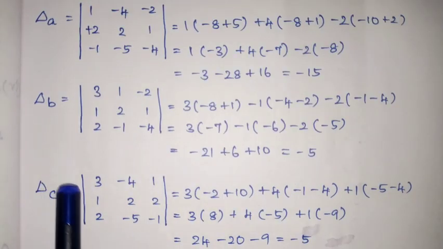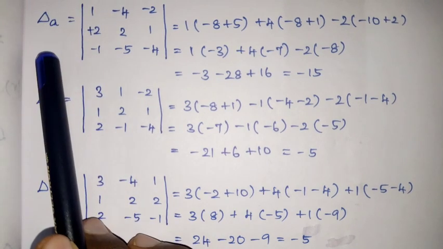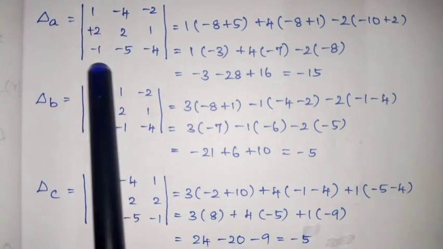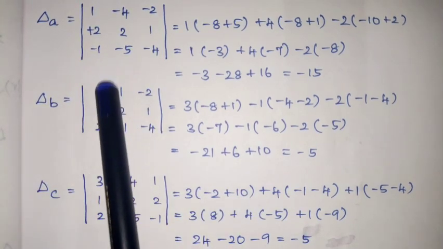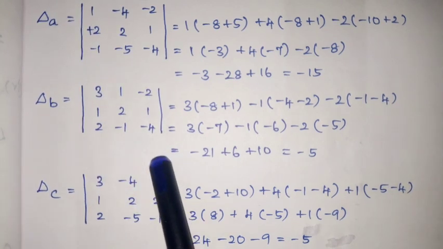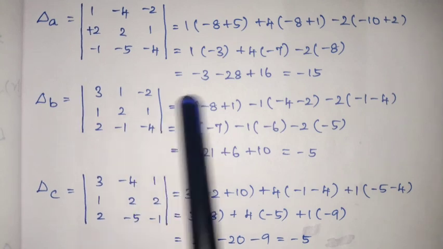Now in a similar way we have to find del A, del B, del C. How to find del A? Replace the coefficient of A by the constant. What is del B? Replacing the coefficient of B by the constant. What is del C? Replacing the coefficient of C by the constant. So now you know how to expand it.